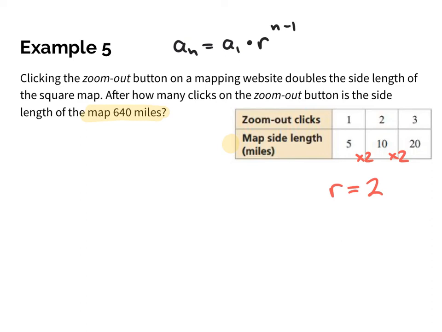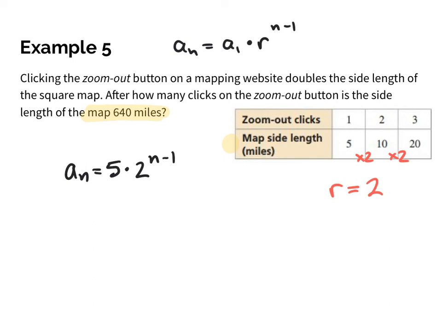We already know that my r value is 2. The only other thing we need is my a value, my a sub 1, my very first value. After 1 click we get 5. So I can write the equation a sub n equals 5 times 2 to the n minus 1. Okay, so that's using my geometric sequence there. Now what I want to know is when I get 640.